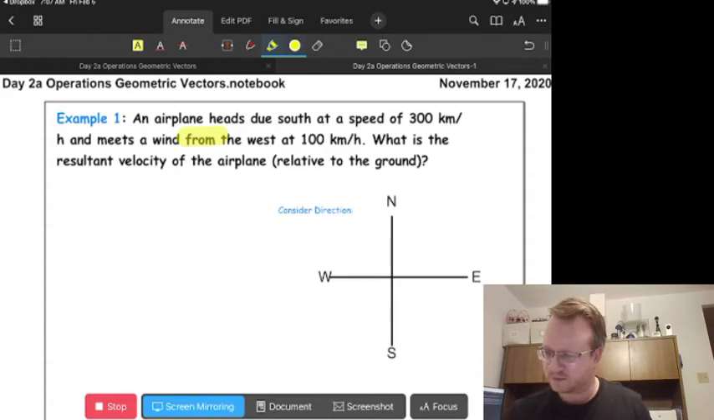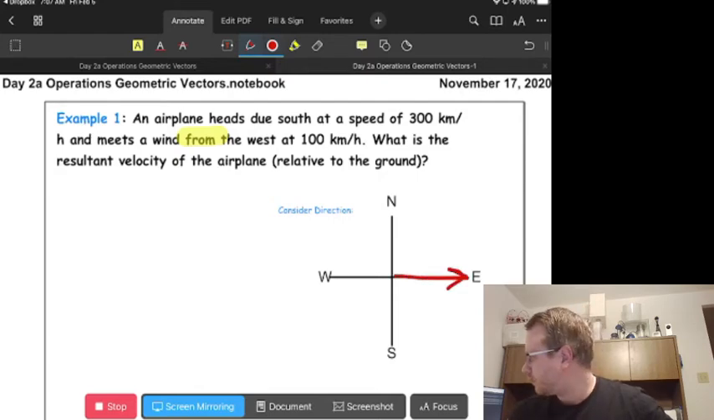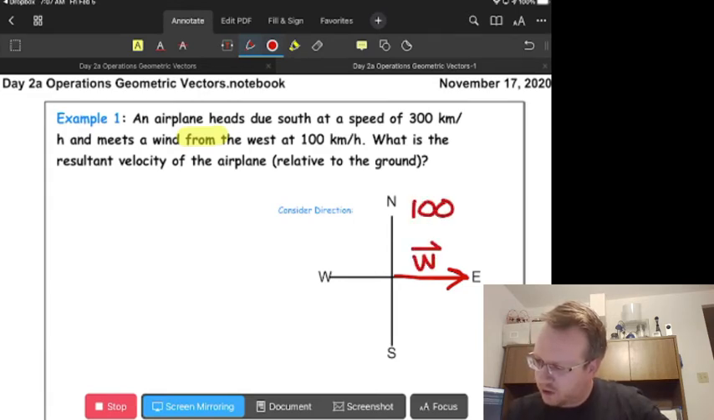Let's keep going. So we're going to sketch each of our vectors. First of all, what do we know about the wind? We know the wind is coming from the west. So our wind is coming from the west at 100 kilometers an hour. We'll show that coming from the west right here. And we can label this as our wind vector, 100 kilometers per hour.